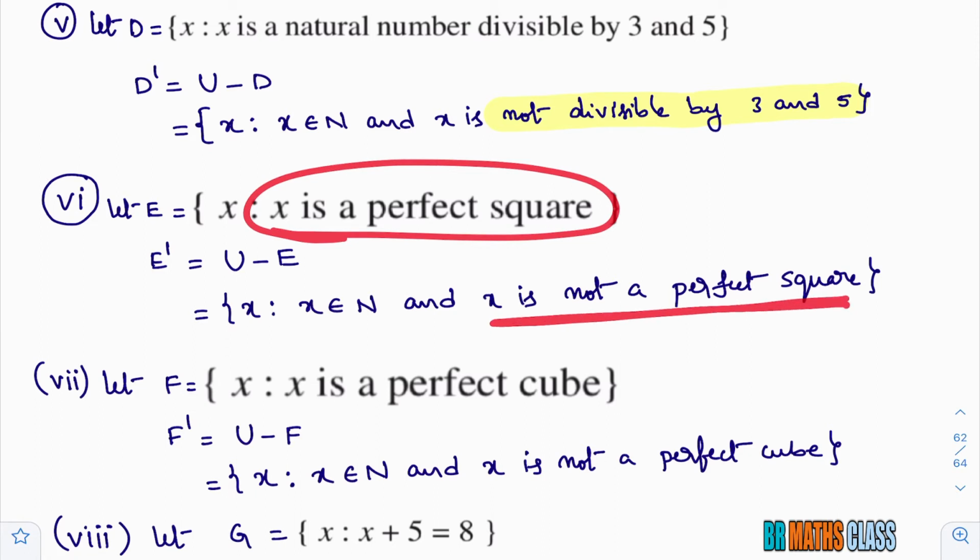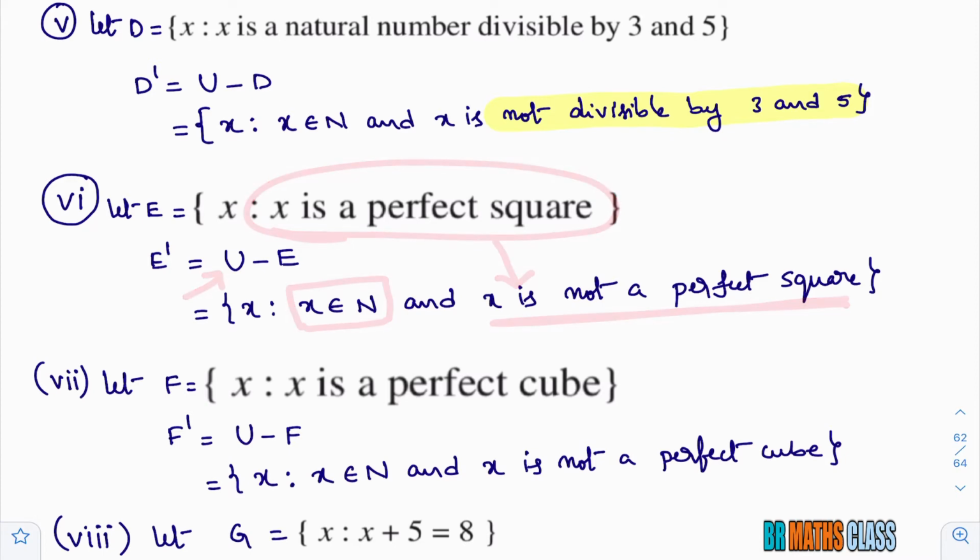And we know that all the elements must be in universal set. What is universal set in this question? Set of all natural numbers. That's why I specified X must be a natural number and X is not E. Not E means X is not a perfect square. I hope you understand this.